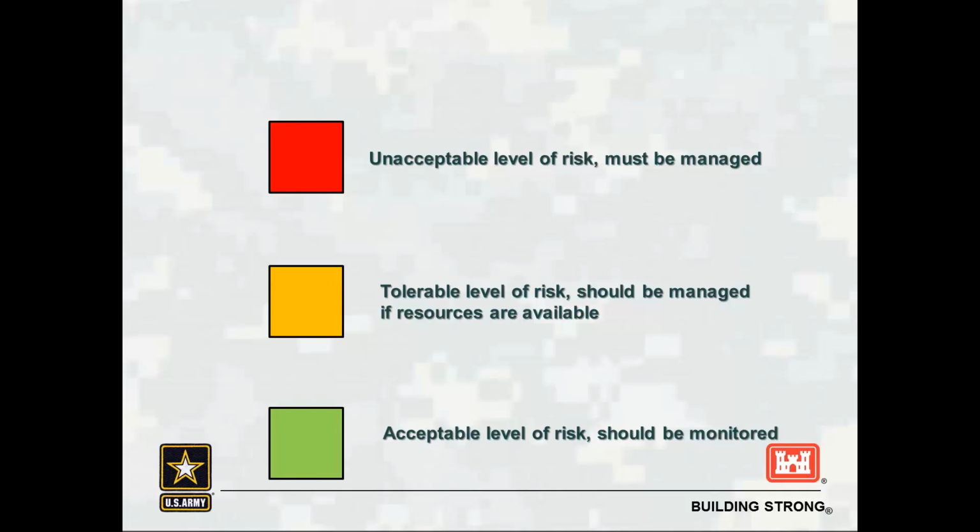In general, a red cell would be an unacceptable level of risk that must be managed. An amber cell could be considered a tolerable level of risk, but it is one that should be managed if resources are available. And green would be an acceptable level of risk, but one that should be monitored to make sure that it doesn't transition to a higher value.